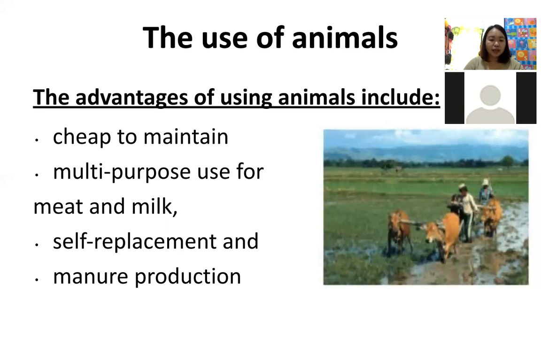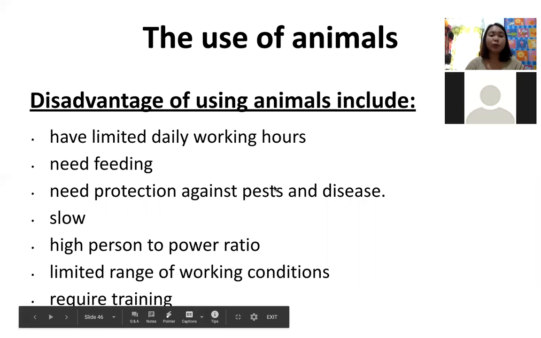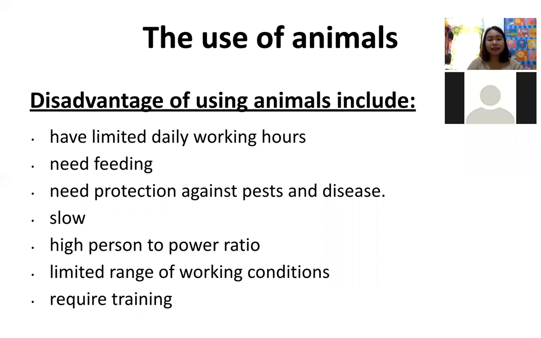It is also important for self-replacement and manure production. So instead of you plowing manually, the animal works, and it also provides added fertilizer. However, there are disadvantages, like limited daily working hours because you cannot use the animal to work the whole day. It needs feeding, needs protection against pests and diseases, and is sometimes slow, of course. There is a high person-to-power ratio and limited range of working conditions. Say if it's rainy or too hot, you cannot use animals, and it also requires training.